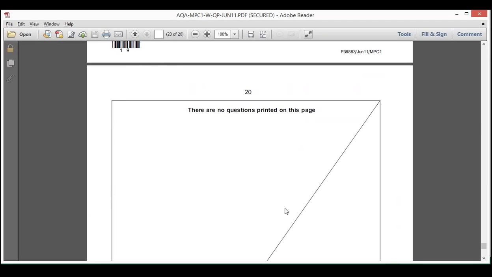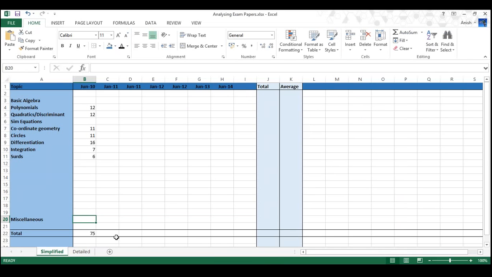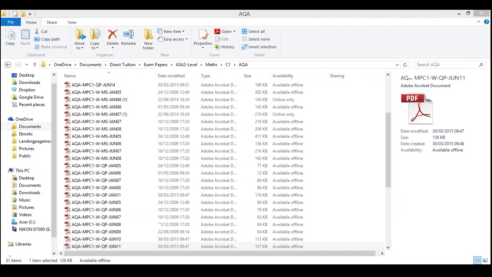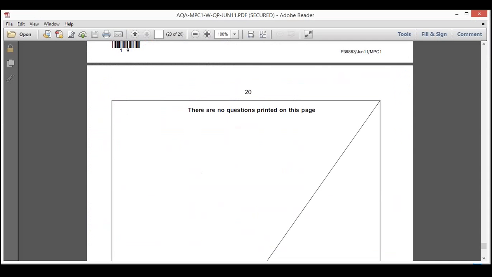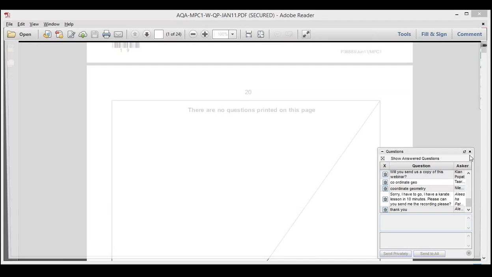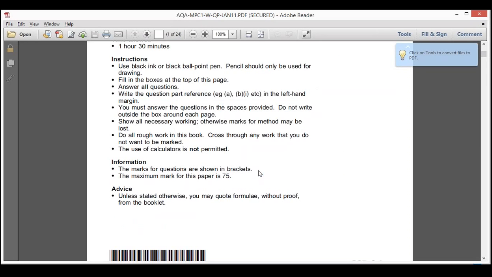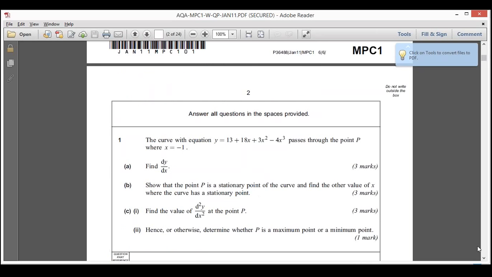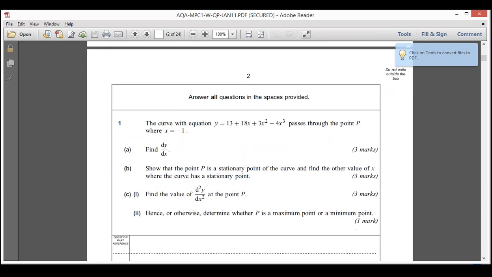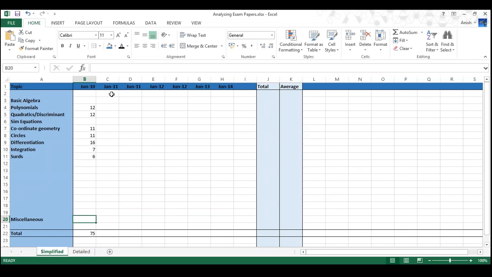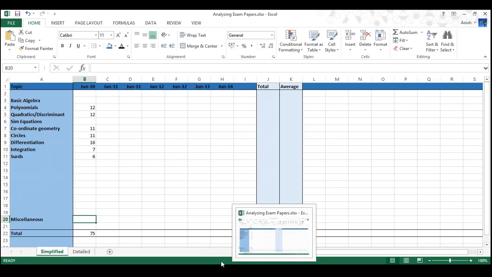So this is June 11. Oh no, there should be a Jan 11. Let's try and find that. Jan 11. Okay, so that's our first column complete. Now we're going to look at the second column, and you'll start to see some patterns. Probably more likely to see them after 3, but let's quickly do this one.